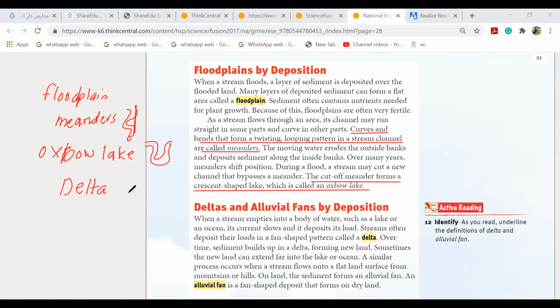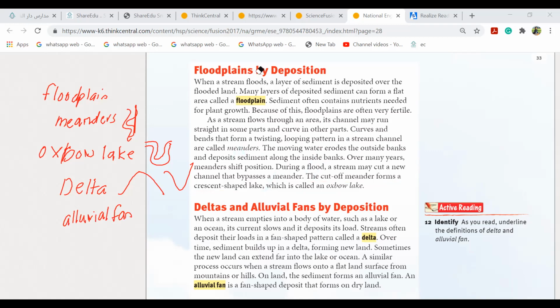Even if they ask you what are the features of erosion by water, these are the features they form. Delta will look like this shape, shaped like a hand fan, and we have the alluvial fan. These are the main things in this lesson that it forms.